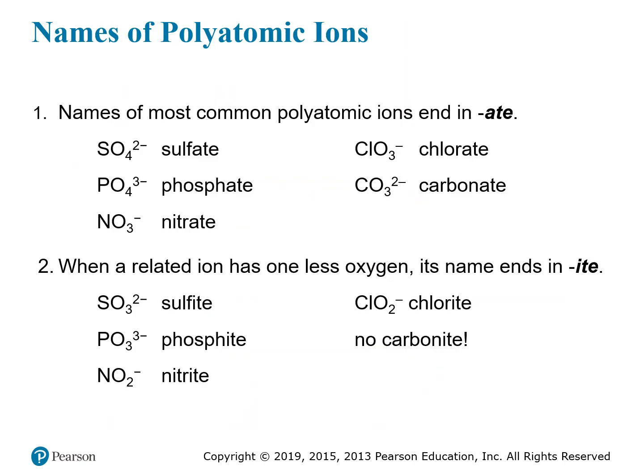So these are the most common polyatomic ions: sulfate, SO4 2-, phosphate, PO4 3-, nitrate, NO3 1-, chlorate, ClO3 1-, and carbonate, CO3 2-. Okay, these are the most common, but not the only ones that you'll see in this course. When a related ion has less oxygen, like I said, you change the ending to ITE: sulfite, phosphite, nitrite, chlorite. Again, there's no carbonate. That's an exception.